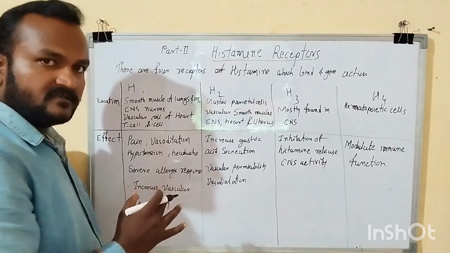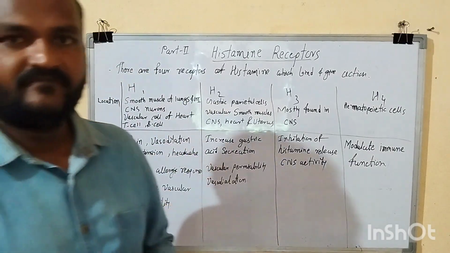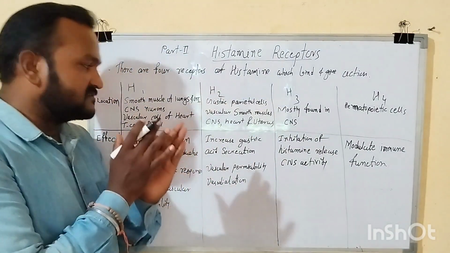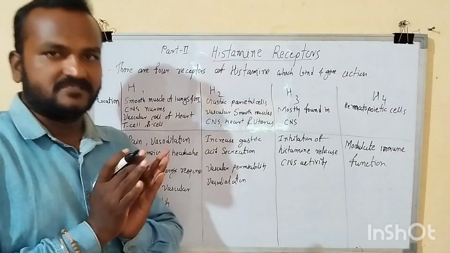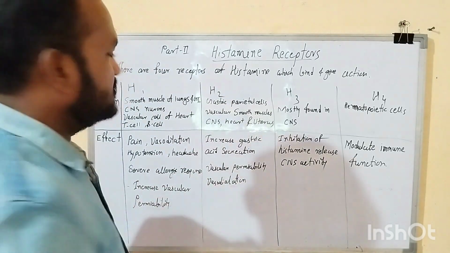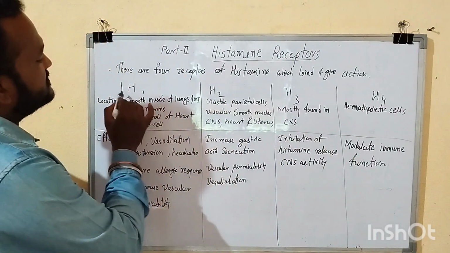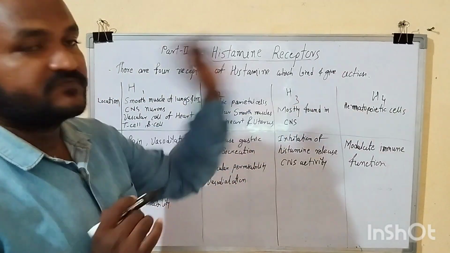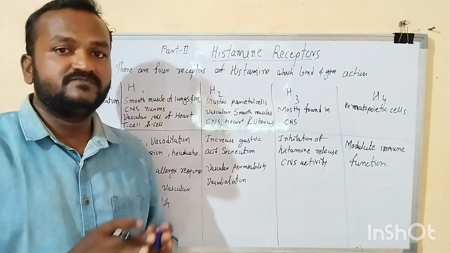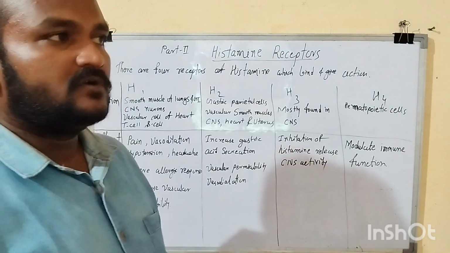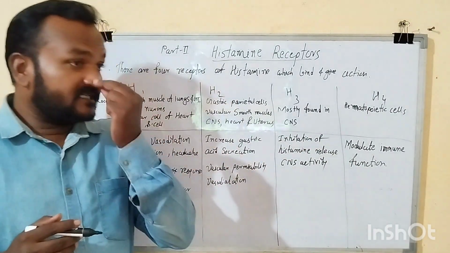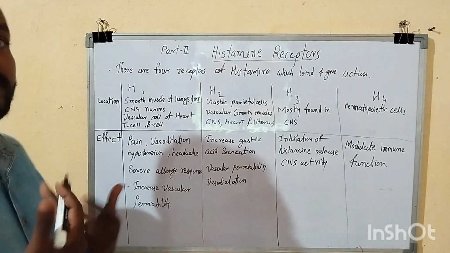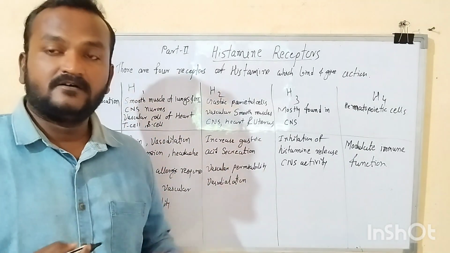See, this is the table. This table is prepared for easily understanding the exact meaning of the receptors and their actions and their locations. So this is the H1 receptor, H2 receptor, H3 and H4. These are the 4 receptors for histamine. It is better to understand where these receptors are located and what their effects are on the body.